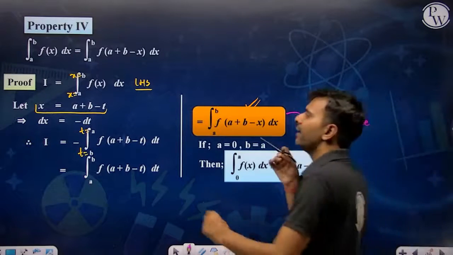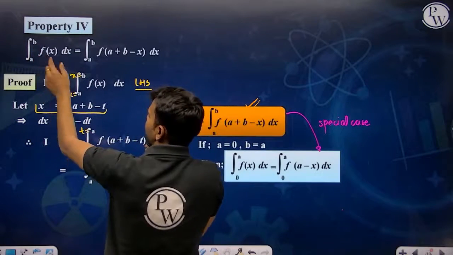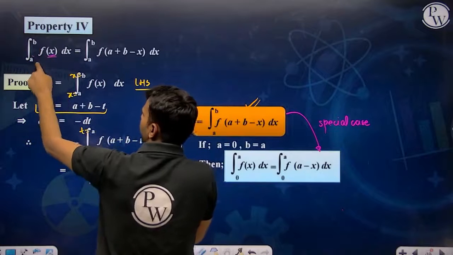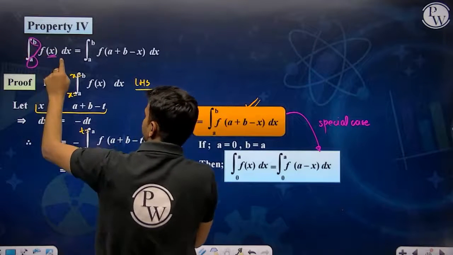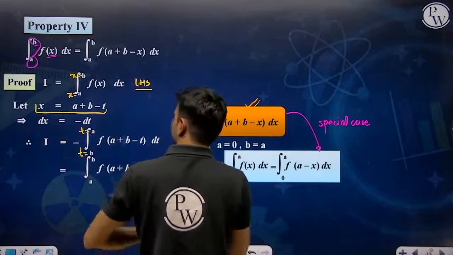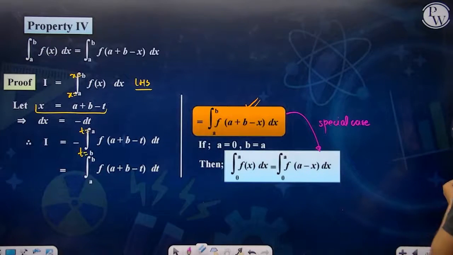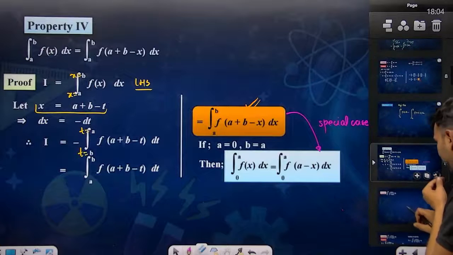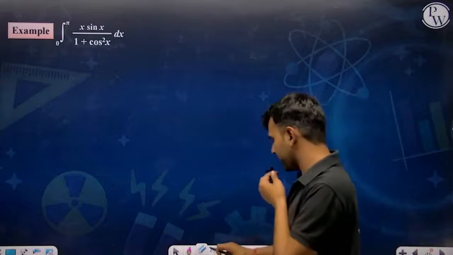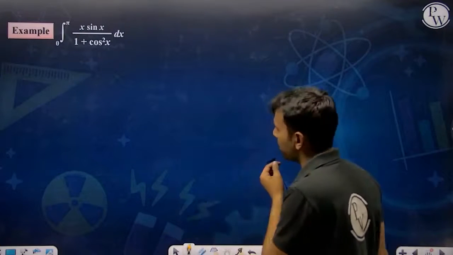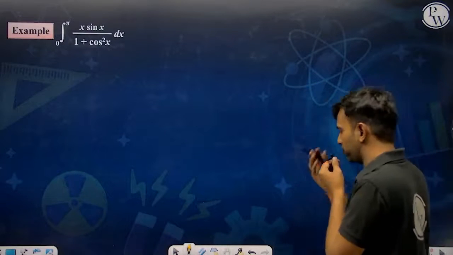So understand, integral a to b f of x dx can be written as: this x over here can be replaced by lower limit plus upper limit minus x. So a plus b minus x is what it is replaced by in the integrand. So this is King's property, bacho. The application of this is very important. Let me tell you when to apply this King's rule. Okay, when to apply this King's rule.